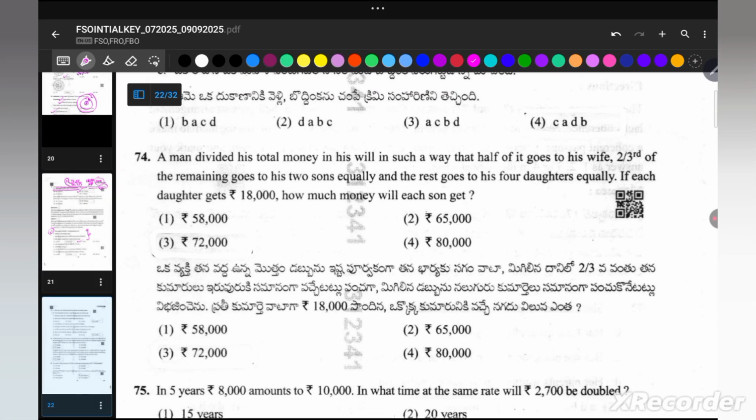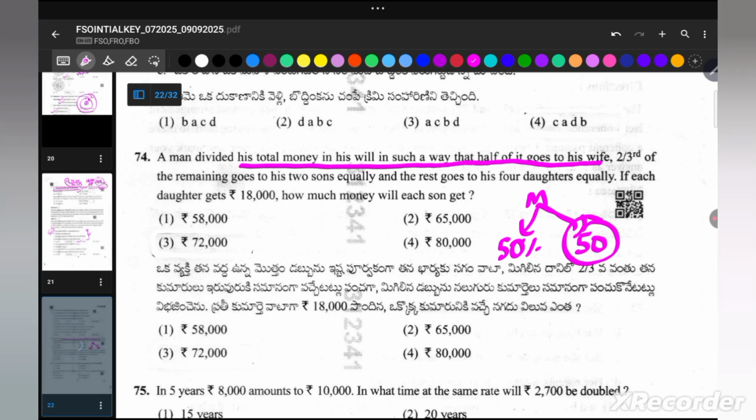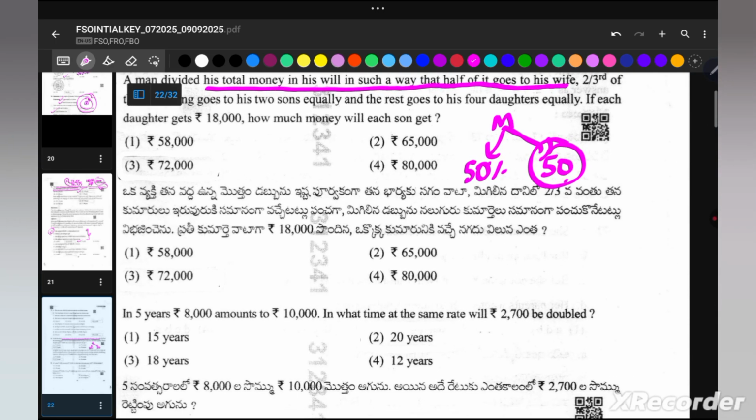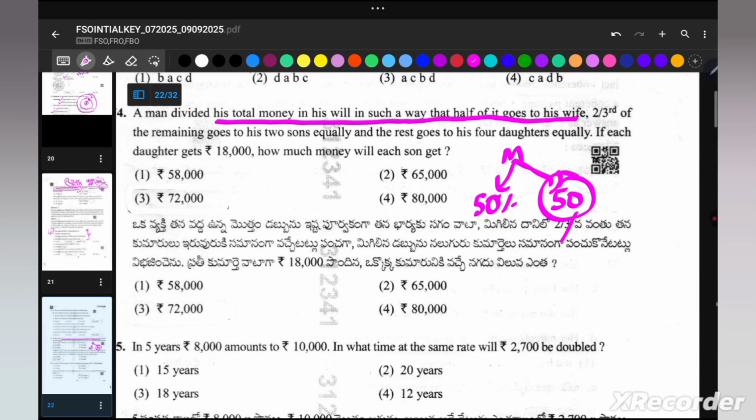And this is the important question that I want to discuss with you. If you understand closely, a man divides his total money in such a way that half of it goes to his wife. That means 50% goes to the wife. Then 2/3 of the remaining 50% goes to his 2 sons. That means 33% goes to his 2 sons equally. Let us take 16.5 and 16.5, because it is not exactly 33%, it is 33.33%. I'm just taking an approximate number.